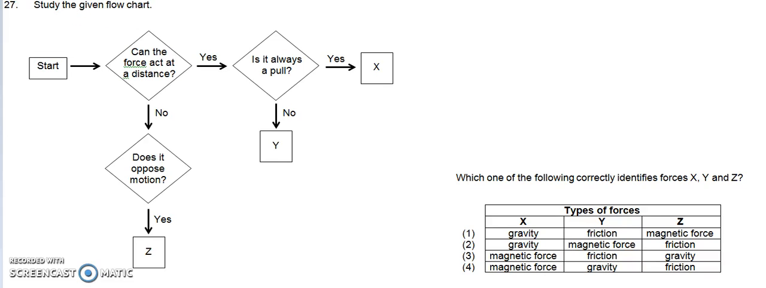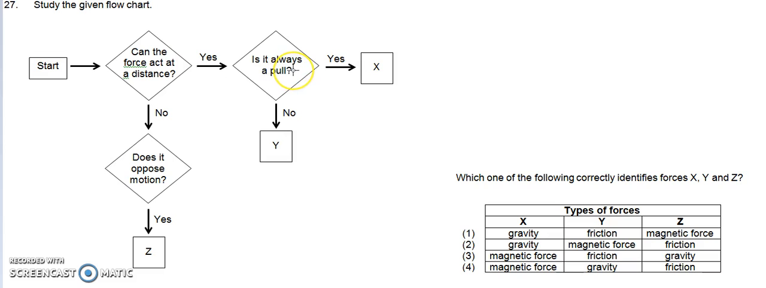Question 27. Study the given flowchart. So there is a start here. Can the force act at a distance? Yes. There are two forces that act at a distance. They are basically magnetic force and gravitational force. So these two can be either magnetic force or gravitational force as it acts at a distance.